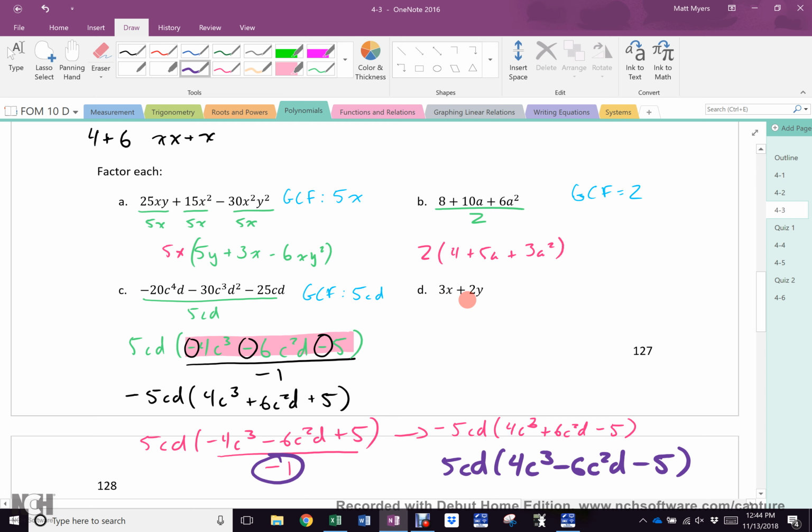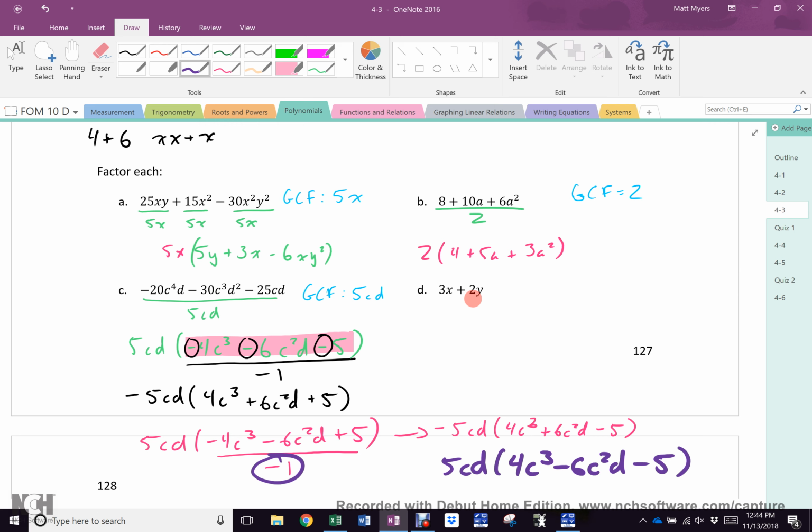Last question's right there. What's my GCF? There isn't one. Why would I put that question in the notes? It's not to trick you. It's to make you think. You are not learning something to do every time. You are learning something that you do when you need to. You can't do it here, so don't try to force the issue. Understand? There is no common factor, so it's already done.